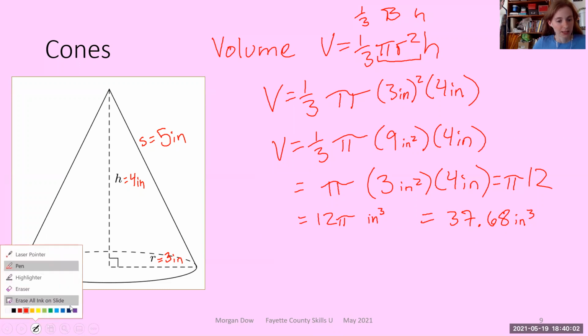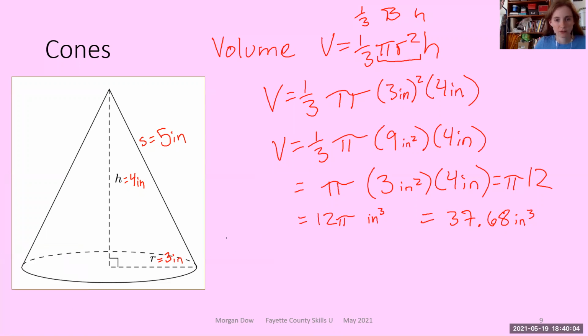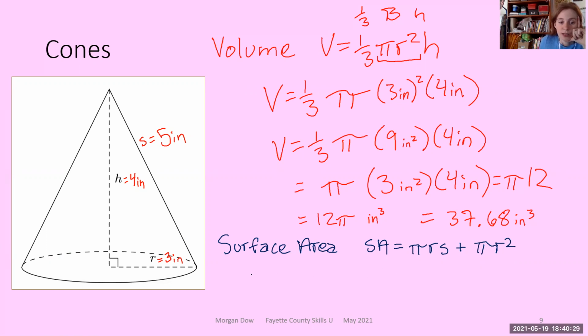Okay, and next, let's talk about surface area. Take a look at your formula sheet. Write down the formula for surface area of a cone. It says that the surface area is pi times the radius times the slant height plus pi r squared. So plus the area of the base, right? The area of the circle at the bottom. So we know all of those measurements.